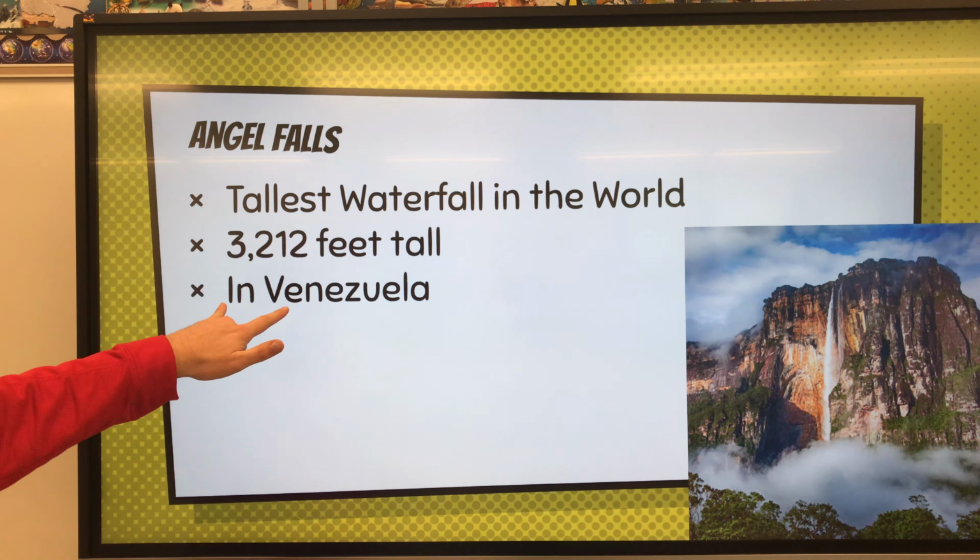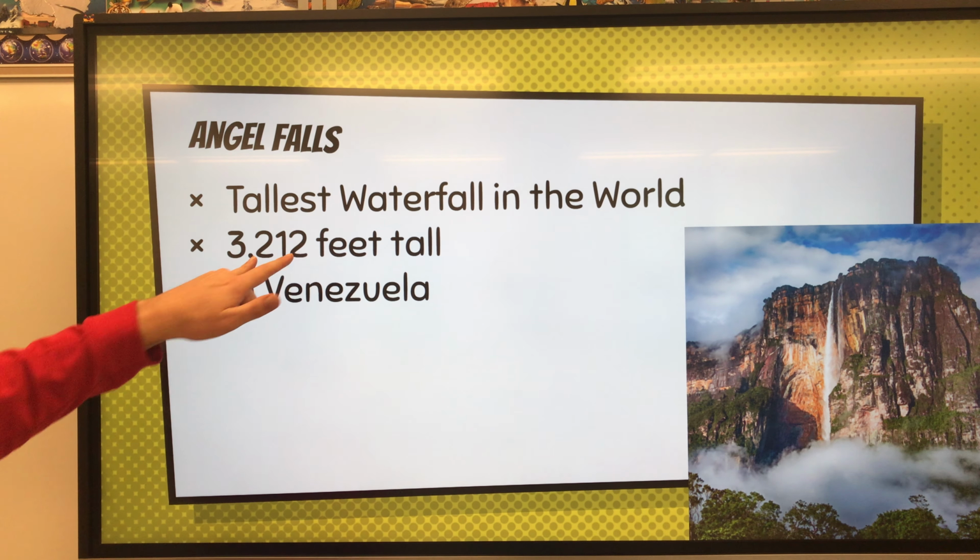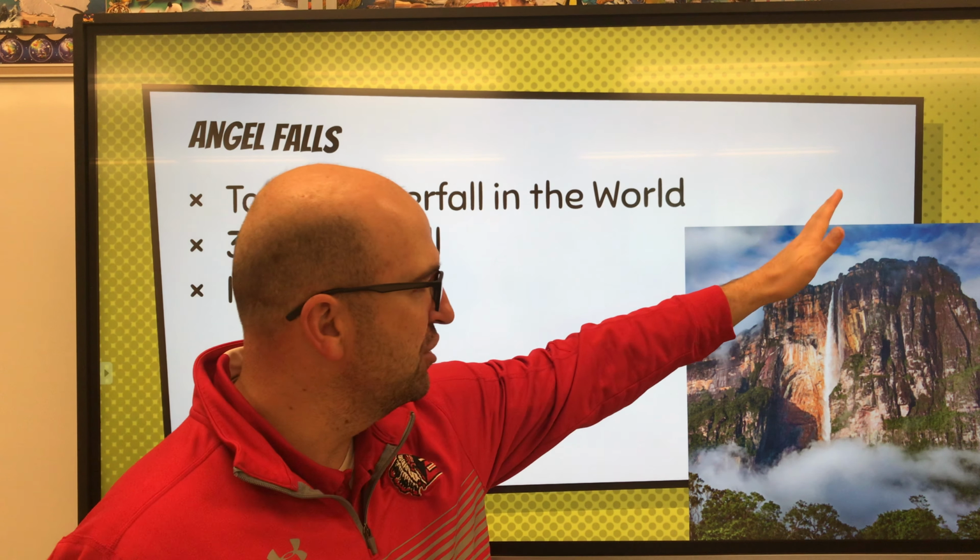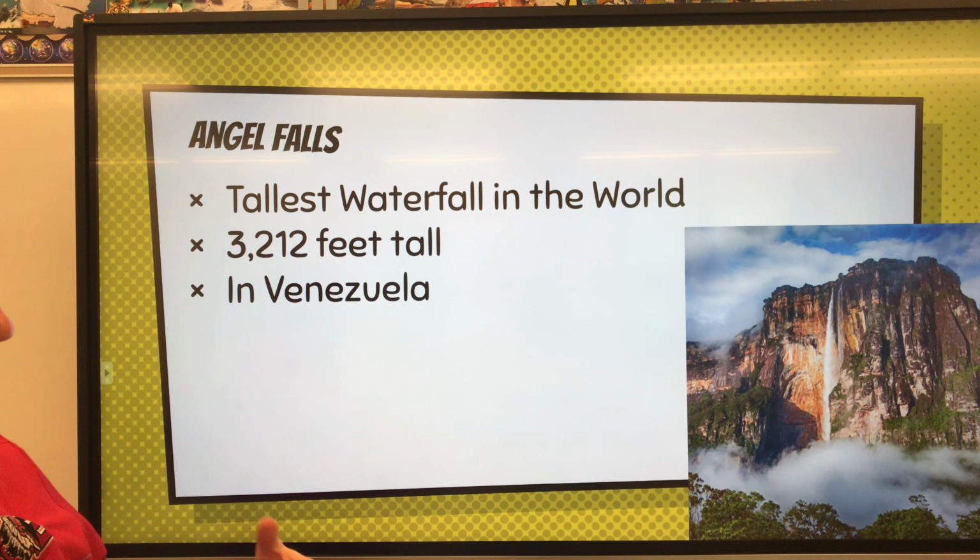And then our last feature, this one's not in your notes, so you don't have to worry about filling anything out in your notes about Angel Falls, but I wanted to add it in only because it is the tallest waterfall in the world. It's found in the country of Venezuela, and it's 3,212 feet tall. So it's a large, sheer drop.